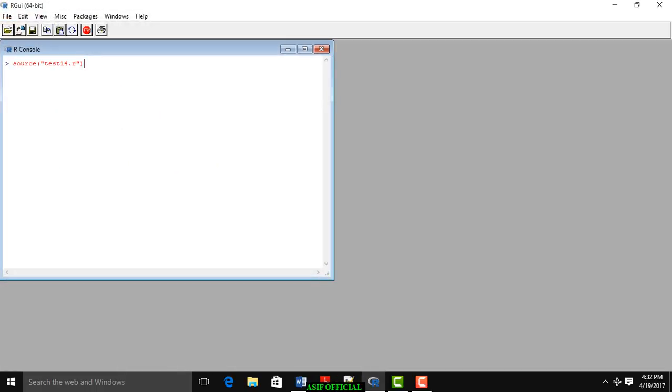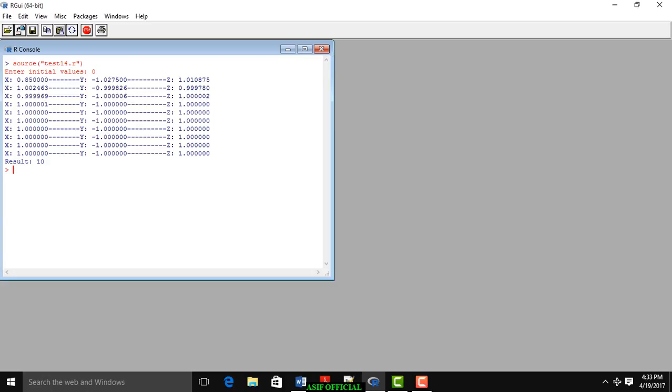My program name is test14, and as it is written in the R language, its extension is .r. Here I am going to run it, and after pressing enter it asks for the initial values. Let's give it the value 0, and this is the result. The value is printed at the 1, 2, 3, 4, 5, 6, 7, 8, 9th and after the 10th iteration, and the result is 10.